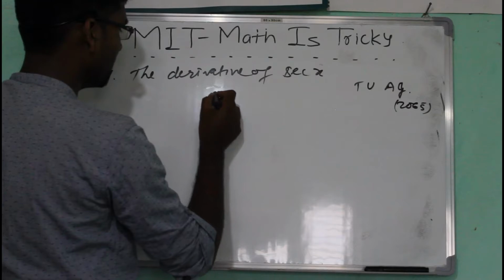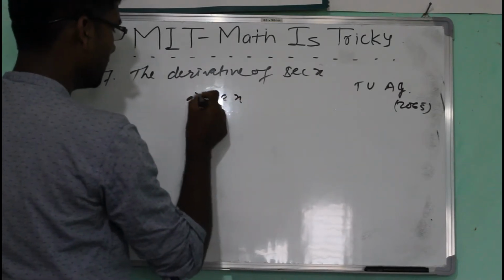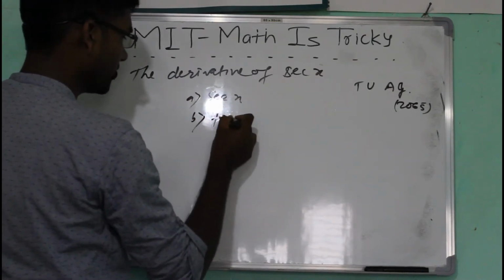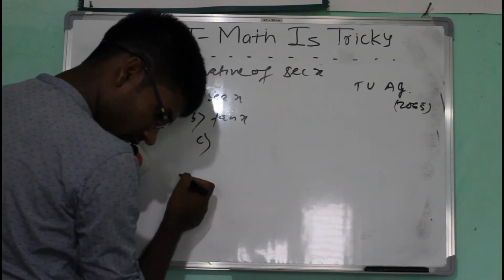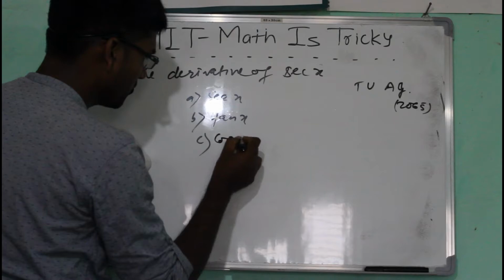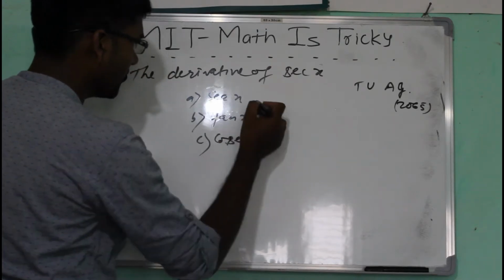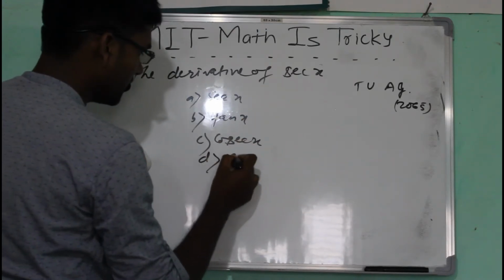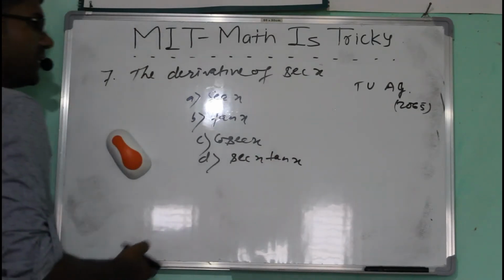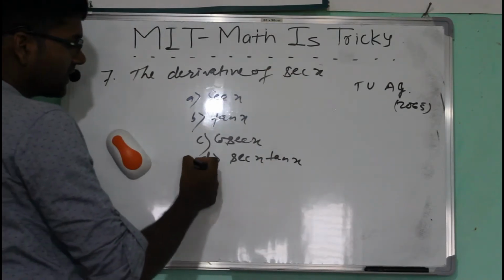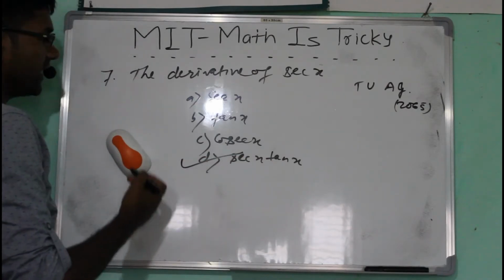The options are sec x, tan x, cosec x, sec x, and the last one is sec x tan x. So we can directly use the formula as I told you. The answer will be just sec x tan x. You can tick it directly.